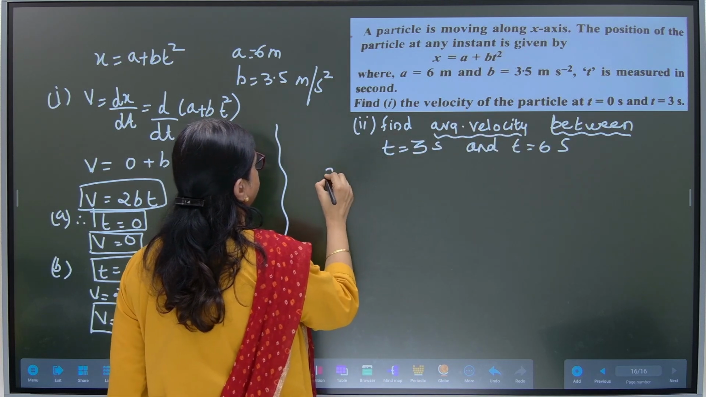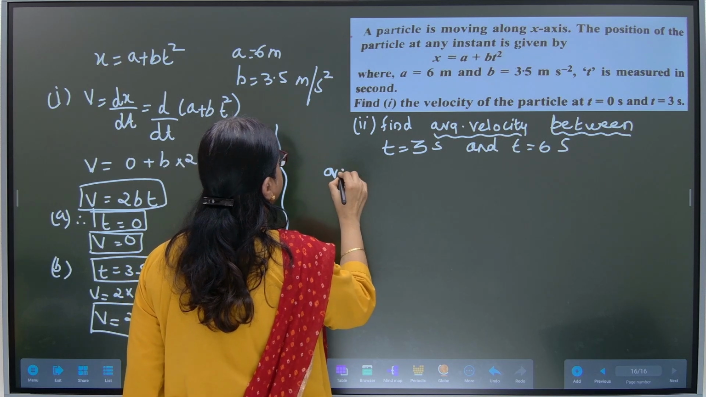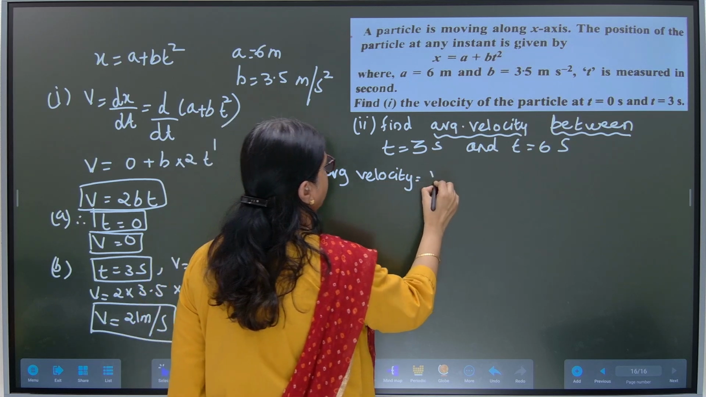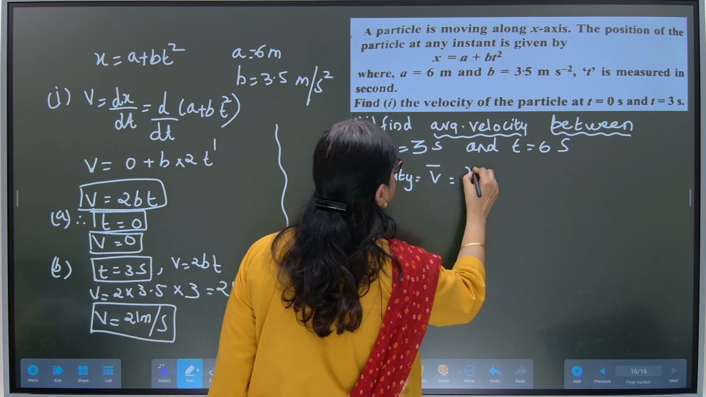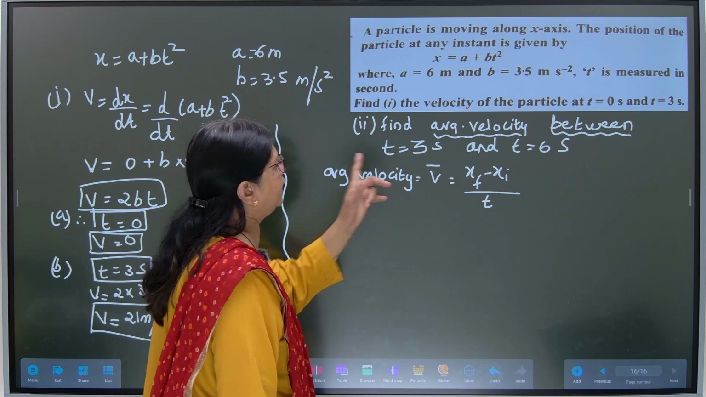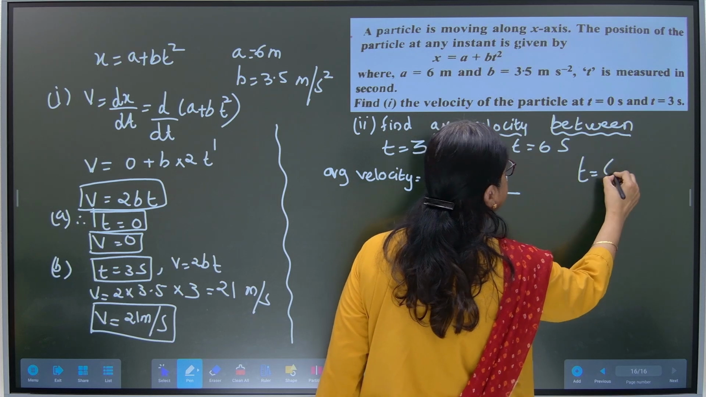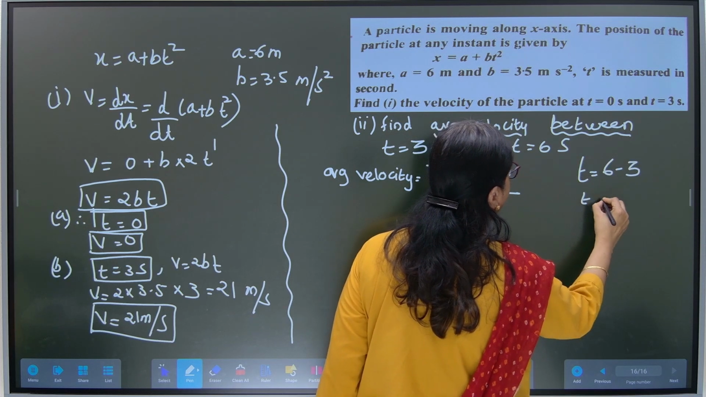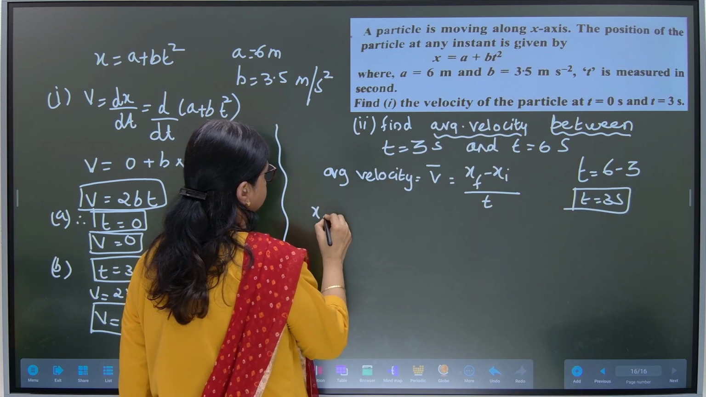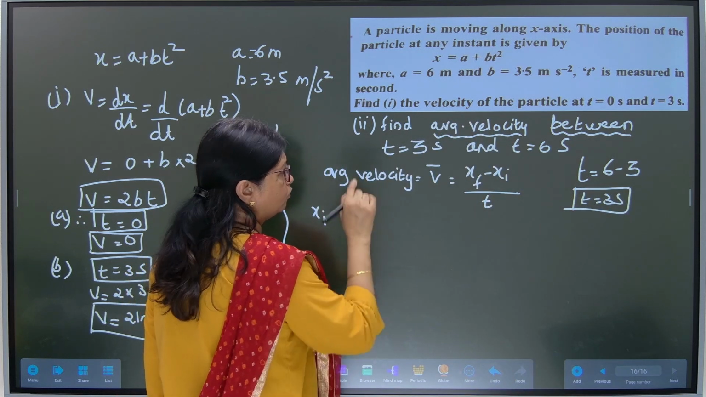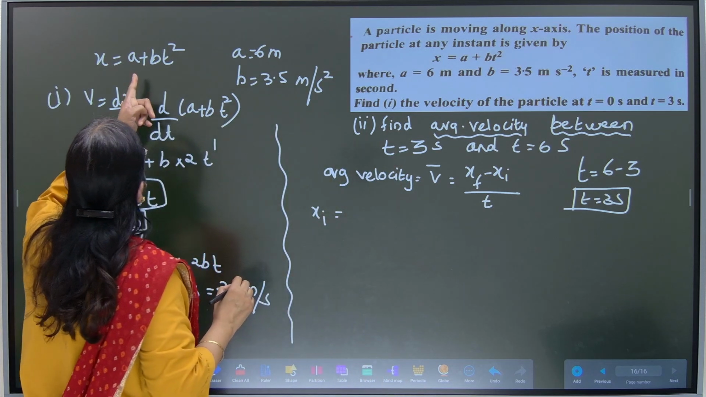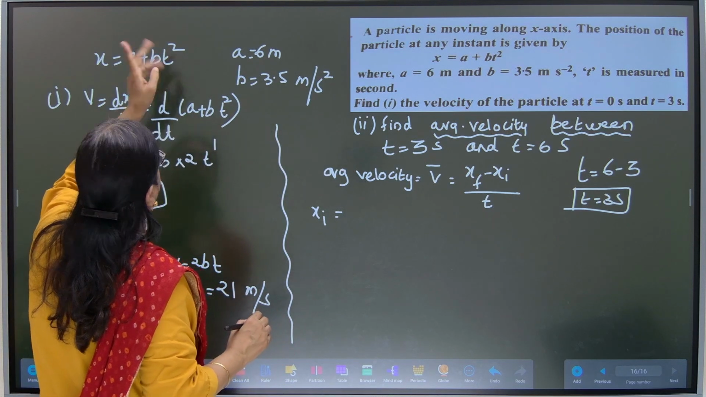So first of all, they are asking us to find out average velocity. What is the average velocity formula? What is its symbol first of all? v bar is equal to xf minus xi upon t. t I already told you just now: 6 minus 3, that is equal to 3 seconds. So t I am ready. Am I ready with xi? What is xi? For 3 seconds, so I should go to x and put 3 seconds here and find out xi.